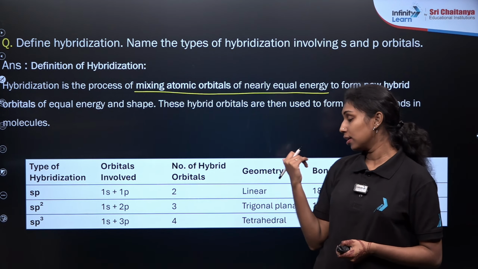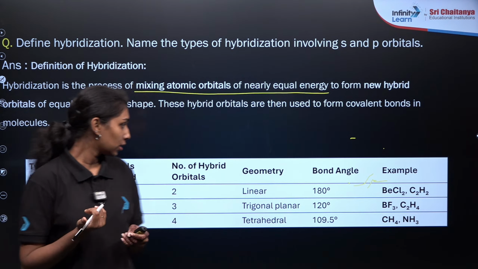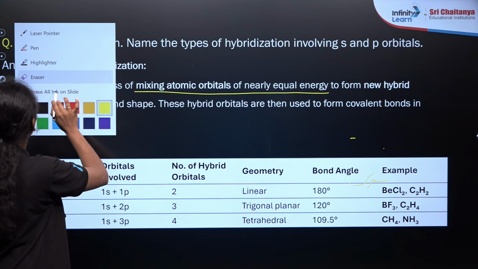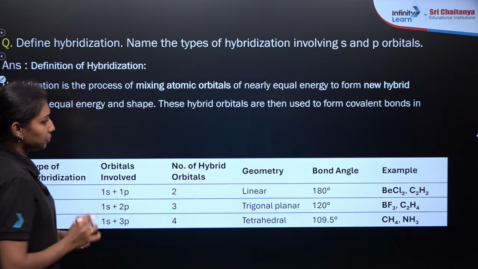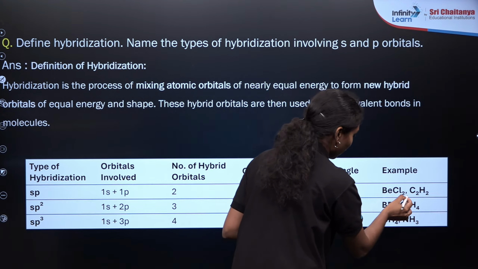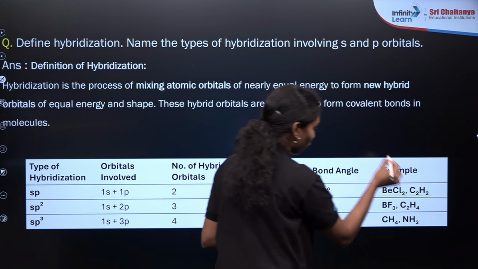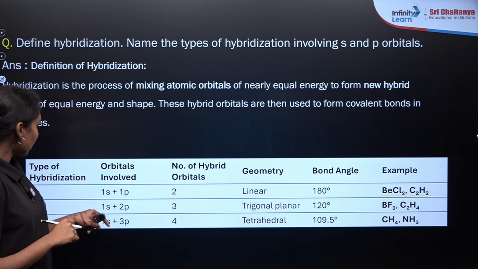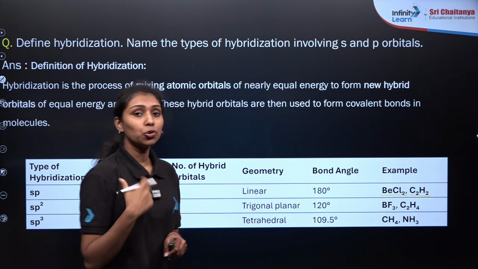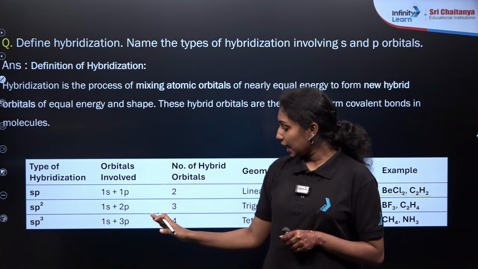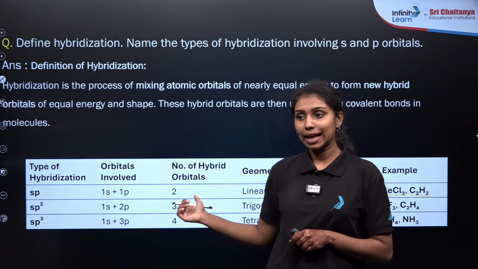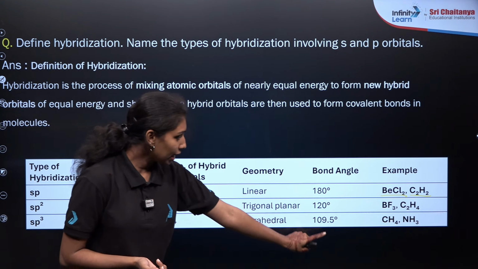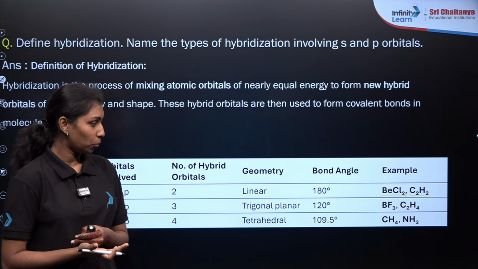Examples are given here: BeCl₂ and C2H2. BeCl₂ we have already seen, and the C2H2 molecule we saw in the last chapter, carbon and its compounds. Then in the case of sp2 hybridization, one s orbital and two p orbitals form three sp2 hybridized orbitals having a trigonal planar shape with a bond angle of 120 degrees. Examples are BF3 and the C2H4 molecule.